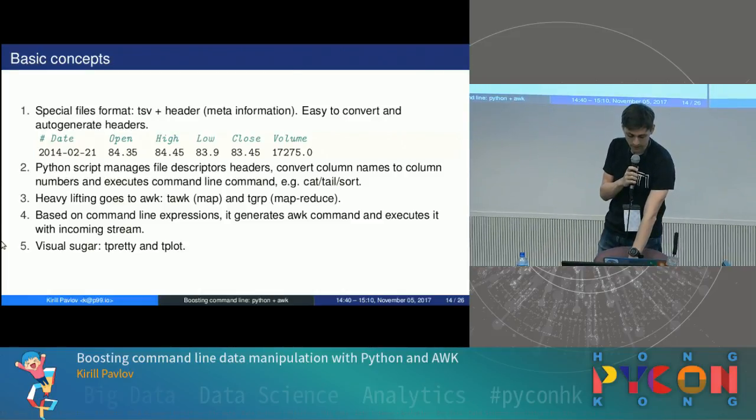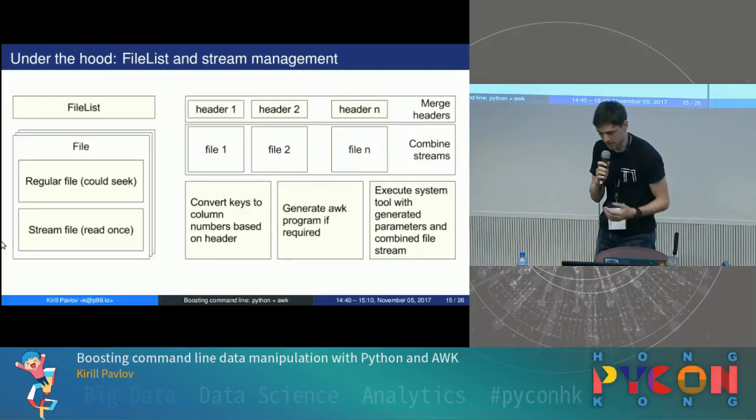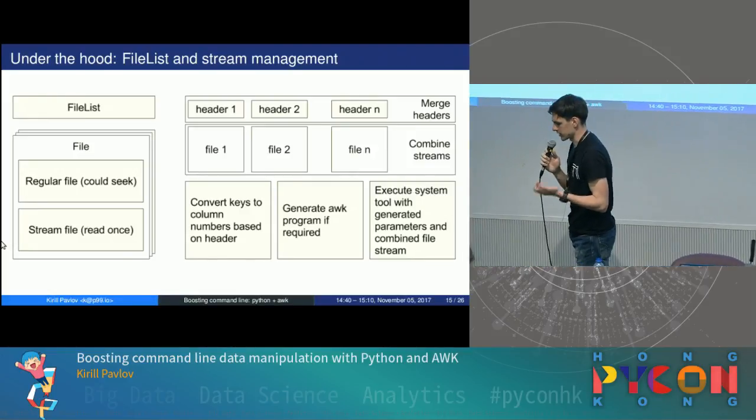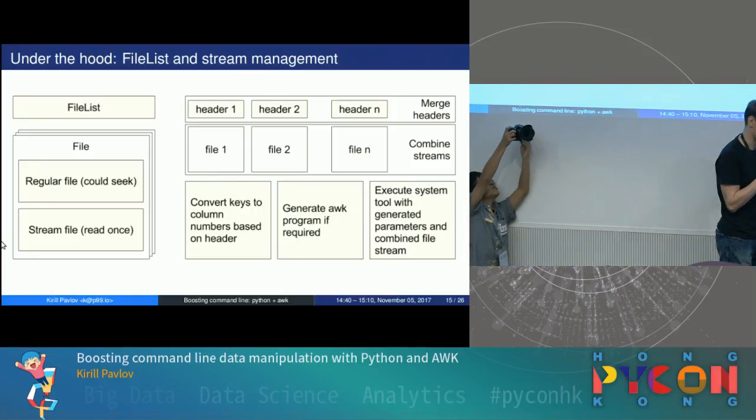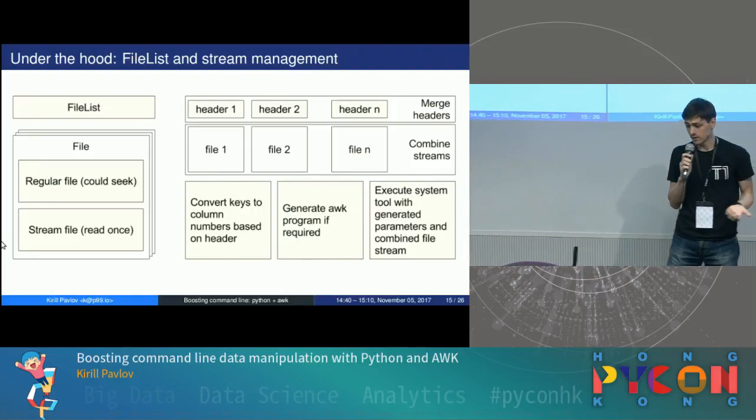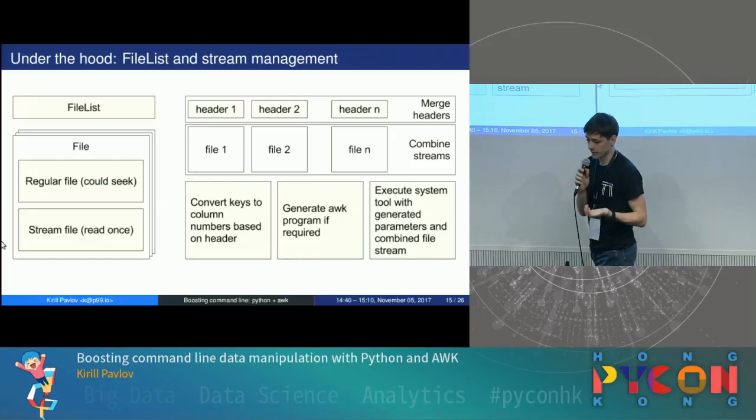And the other thing it introduces, the number 5 here, is tpretty and tplot. So it's just syntactic sugar to see data in command line. But basically, let me just go a bit through the architecture of that, because I realized that last time I didn't tell about that well. So basically, there is a concept of file, and file could be of two types: regular file or stream file.